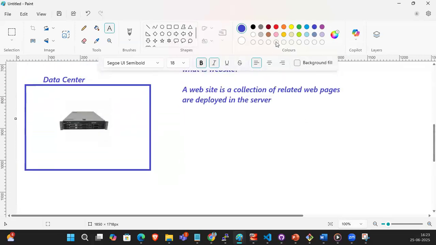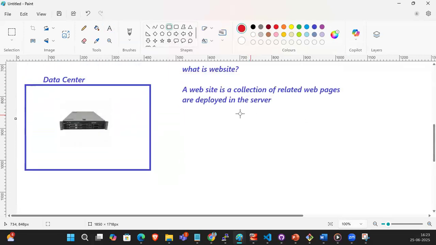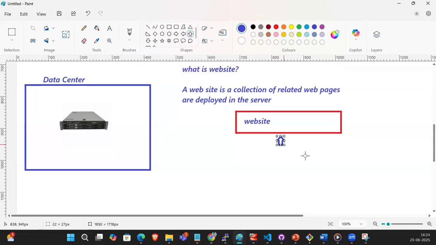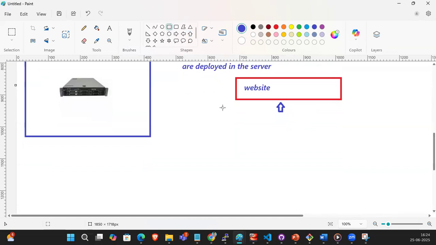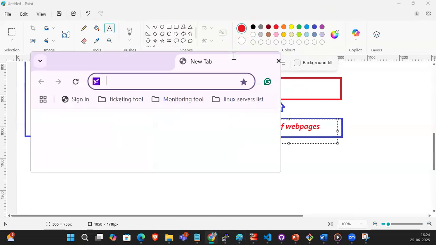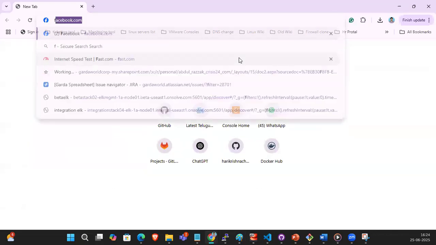A website is nothing but a collection of web pages, right? A collection of web pages is nothing but a website. So, for example, Facebook.com or WhatsApp.com, Google.com, whatever it may be, guys.